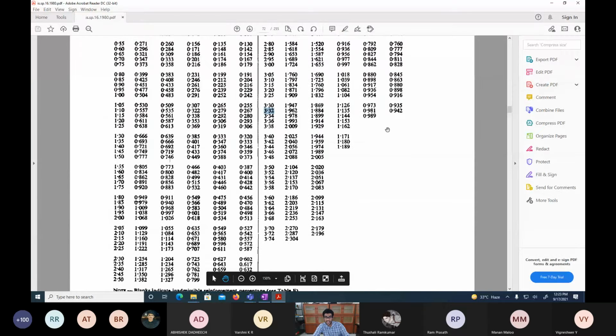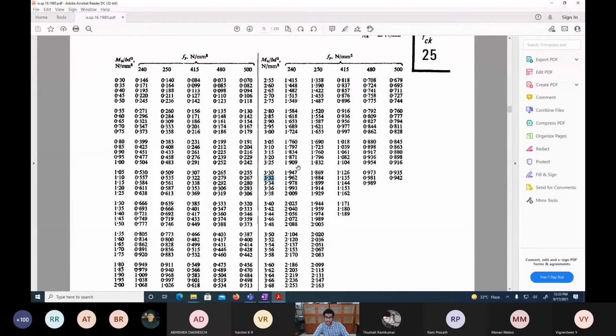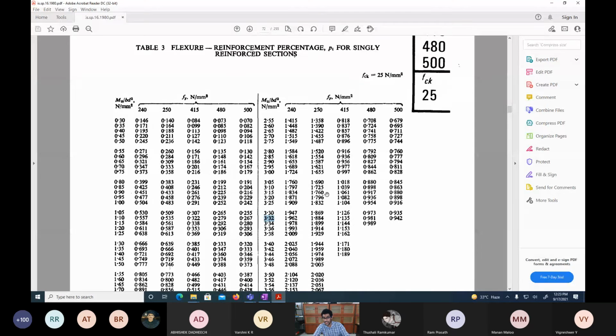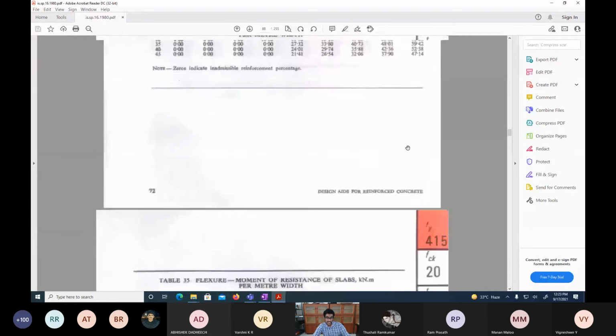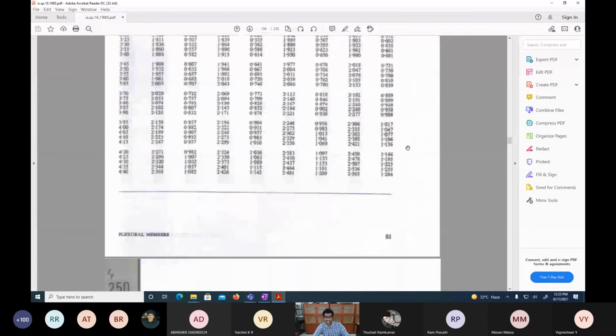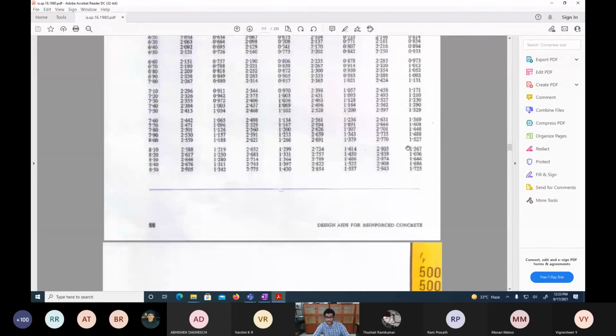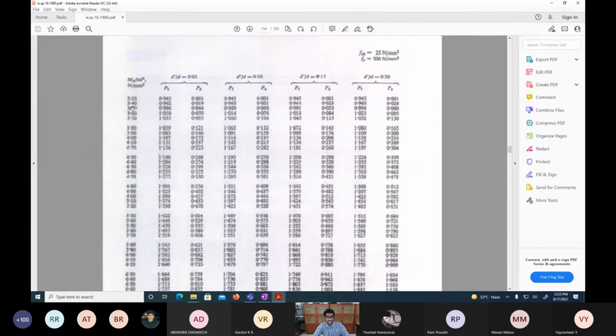Meaning that it is not possible to have a singly reinforced section to be under reinforced or balanced if your Mu by bd square is going to be greater than 3.32 for this grade of concrete and steel. So in such a situation, you will have to be doubly reinforced and go to that relevant table. That's why you see that it starts from the very next value of Mu by bd square.